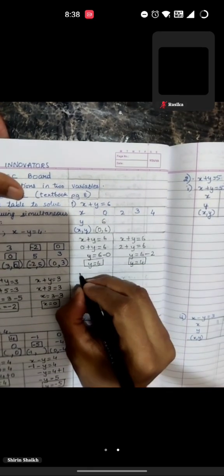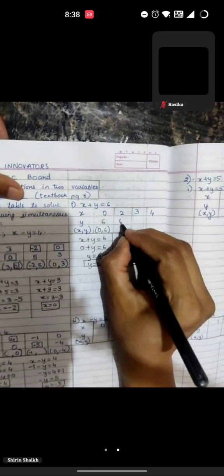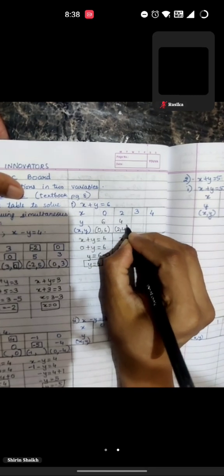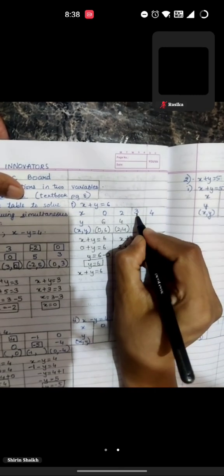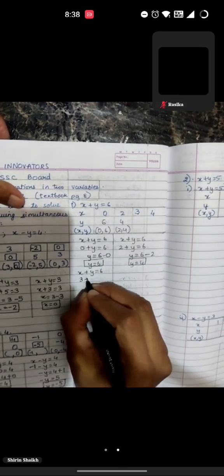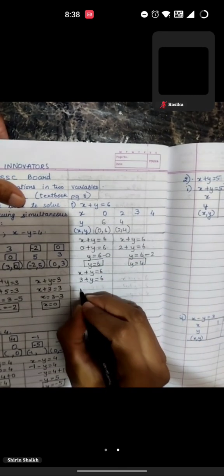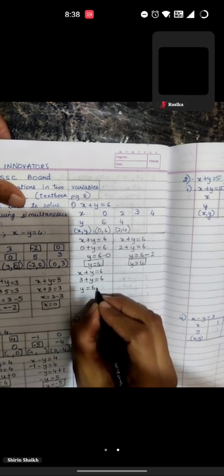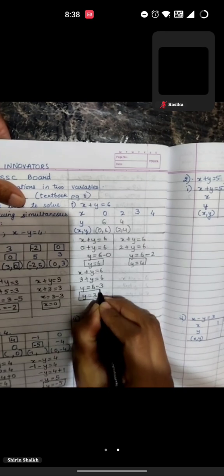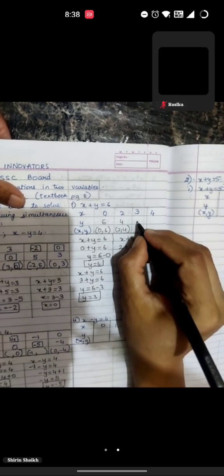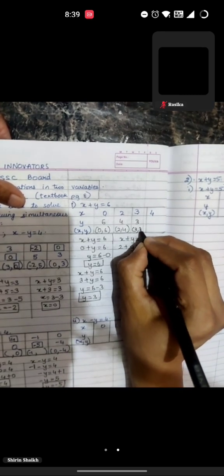Now we have to find the third point. So first I will write this second one. Again I have to write the equation and this time I am going to take x as 3. So 3 plus y is equals to 6. y is equals to 6 minus 3. y is equals to 3. So when x is 3, y is also 3.